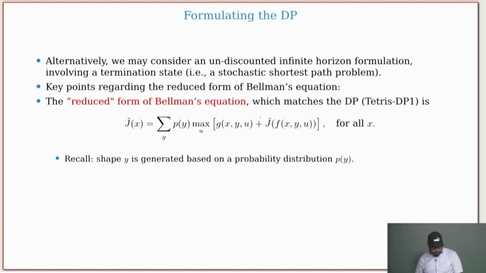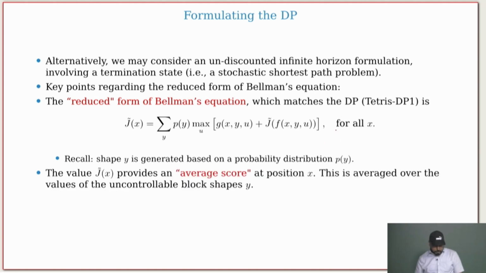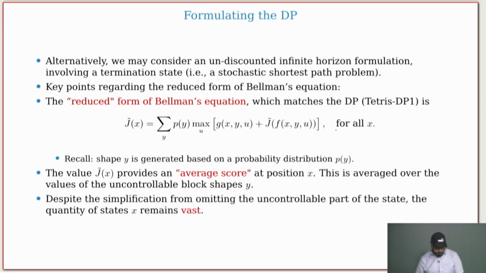Shape y is generated based on the probability distribution p_y. So overall this is an expectation in y, and the value J tilde(x) provides an average score at position x. This is averaged over the values of the uncontrollable block shapes y. Despite the simplification from omitting the uncontrollable part of the state, the quantity of x remains very vast.